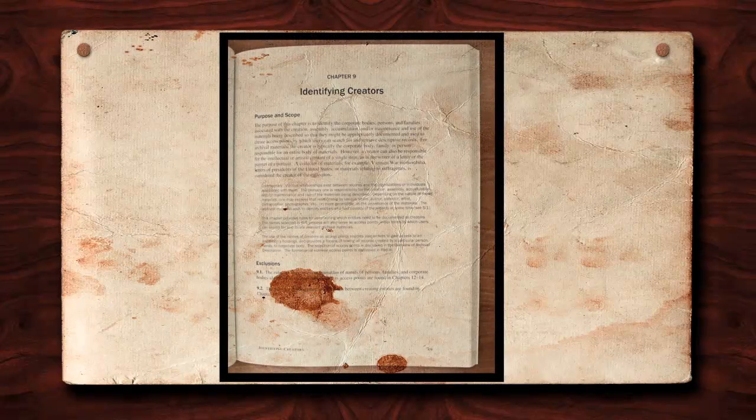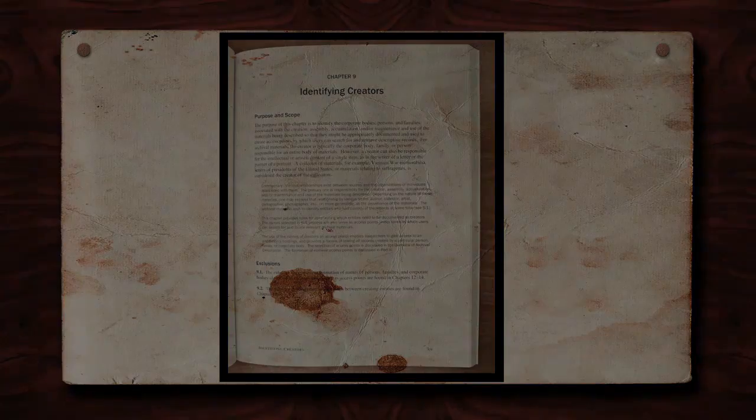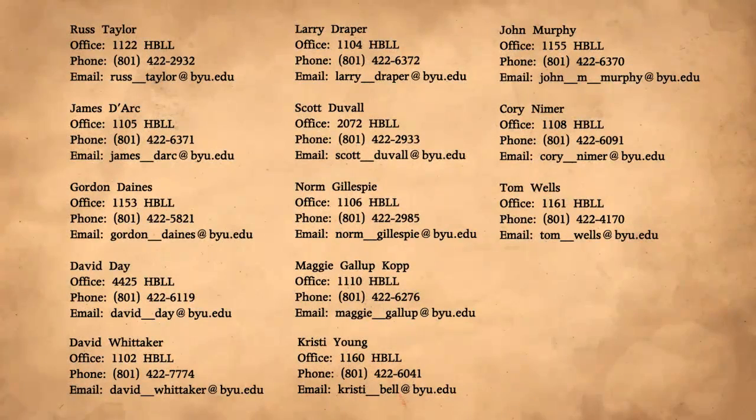Additional detail about identifying creators can be found in Chapter 9 of DACS. If you have any questions, please consult your curator.